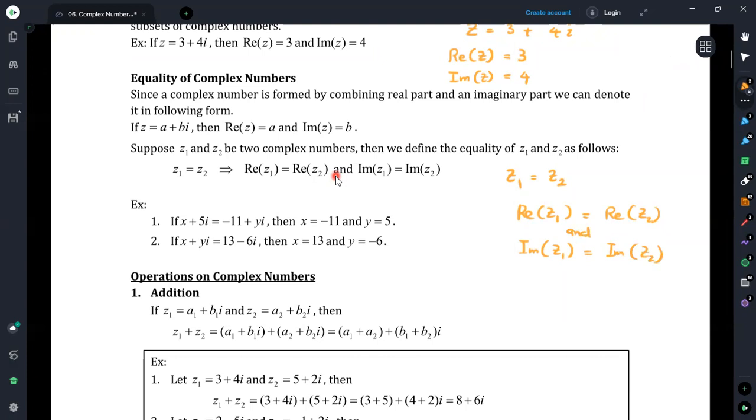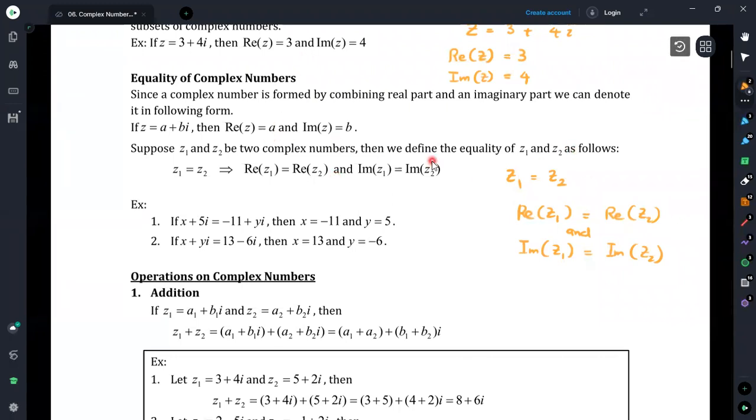If at least one of these conditions is not satisfied, then we cannot say that these two numbers are equal. Therefore, if both conditions are satisfied, then we can say that the two complex numbers are equal. Using this concept, we can find out the values.